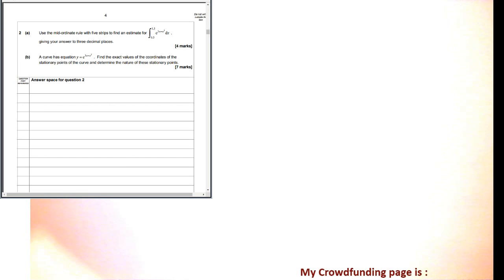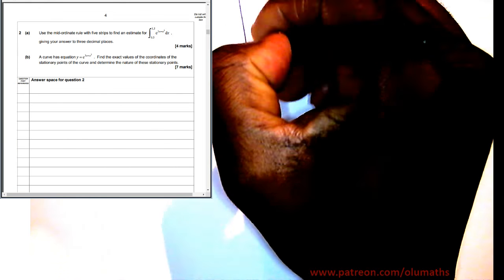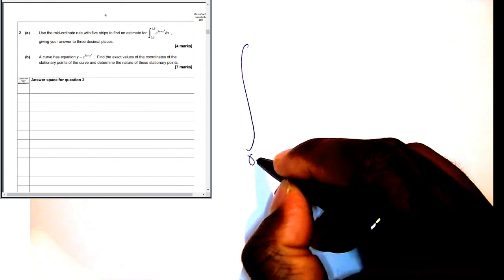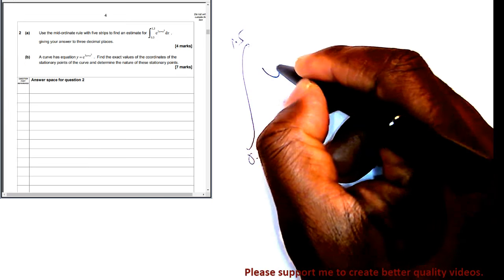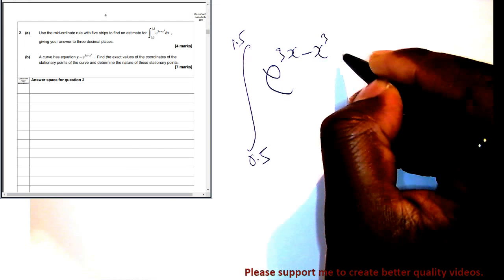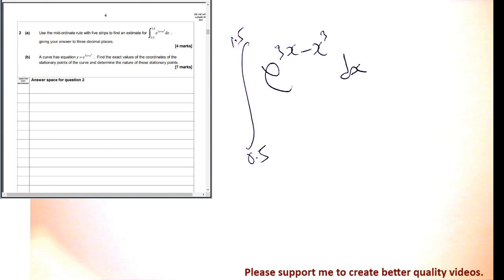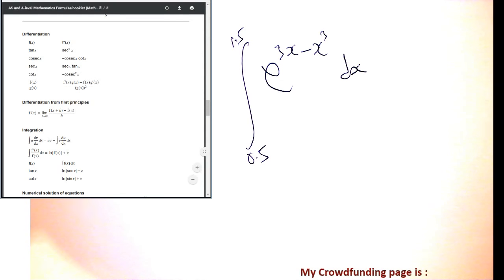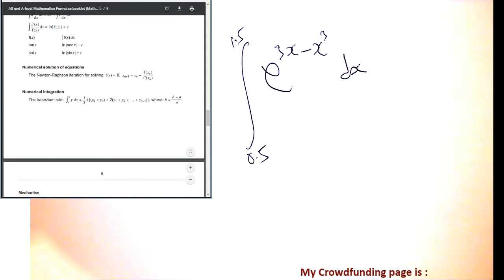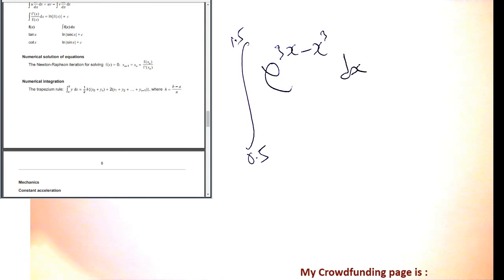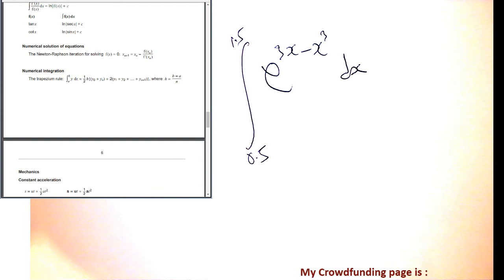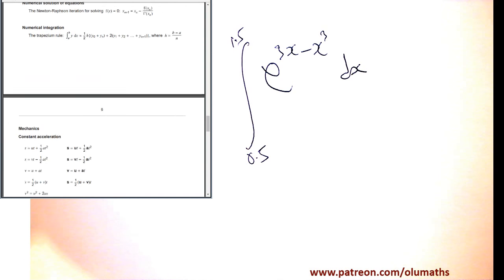Now, the second one says, use the mid-ordinate rule with 5 strips to find an estimate for this integral. So, they want you to integrate using numerical methods, and in this case, mid-ordinate rule, from 0.5 to 1.5 of e to the 3x minus x to the 3 dx. So what you need to do is to go into the formula booklet again and check out what the formula for mid-ordinate numerical integration is. So we can see we have what they call numerical integration using trapezium rule. We have the Newton-Raphson iteration. And what other numerical method do we have?